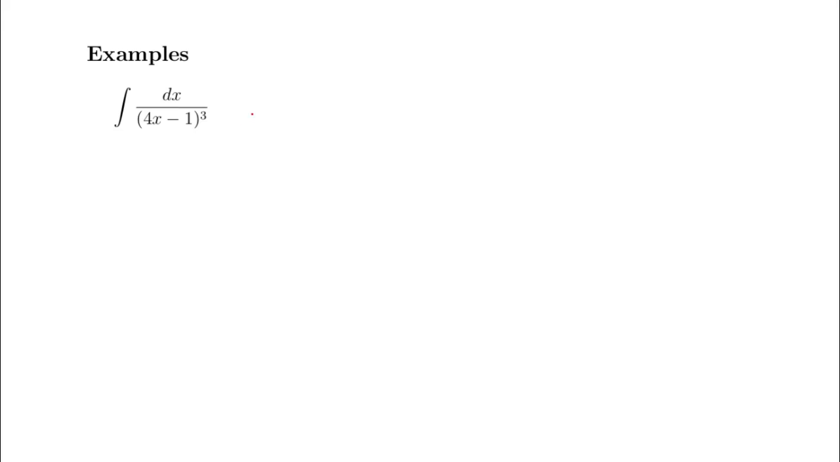We need to find the composition here to pick out what u is. Take a second to think about it, and hopefully we can see that 4x minus 1 is wrapped up inside of these parentheses cubed, right? Really, the exponent on this is negative 3 because it's in the denominator. So we'll say, okay, u is equal to 4x minus 1. What's du? du here is 4, the derivative of 4x minus 1, times dx.